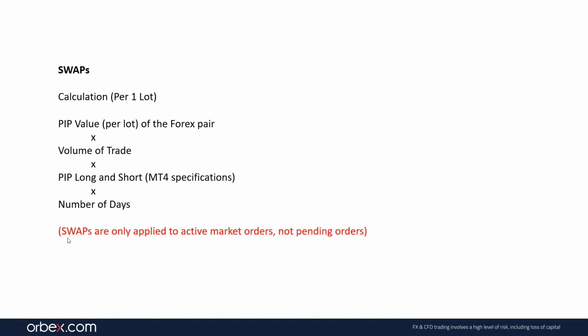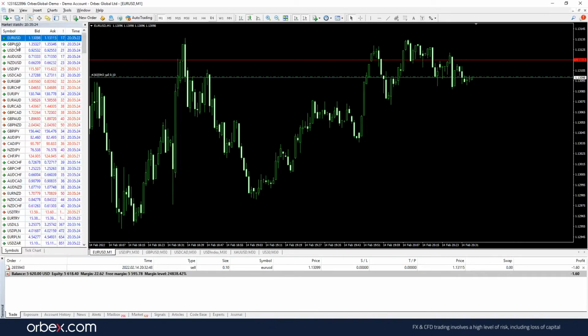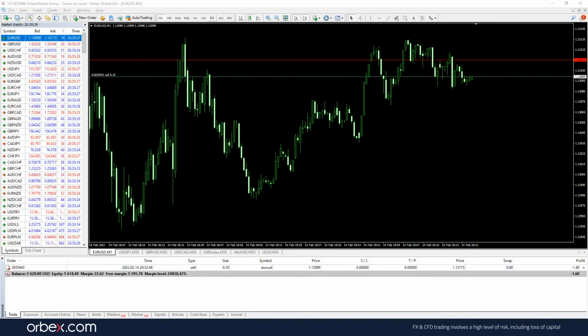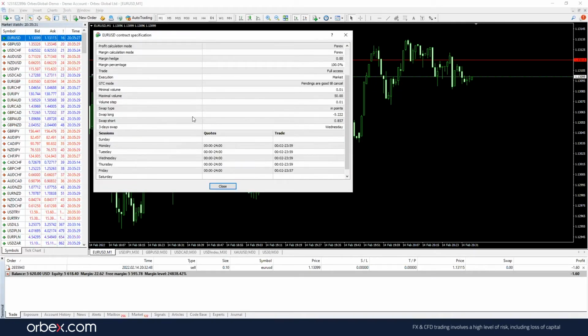Just a quick reminder that swaps are only applied to active market orders, not pending orders. So if you have pending orders pending for a few days, these swaps will not be applied on them. So let's just take, for example, a quick example. So we've got euro dollar here. If you right click here and go to specifications, you'll see the specifications of swaps here.